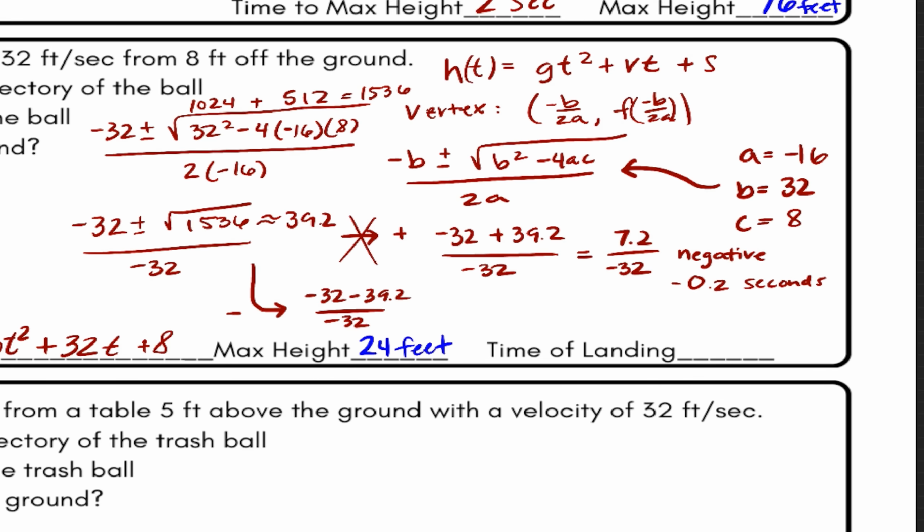So we're going to go with the one that's going to give us a positive time. We can't say that the ball landed negative 2.2 seconds ago. That doesn't make any sense. So we're going to go with the negative version of this problem. So we get 32 and 39.2. That is 71.2 divided by, it's negative. A negative divided by negative is going to result in a positive. So this one's actually going to be a good answer. And this is about 2.2 seconds.